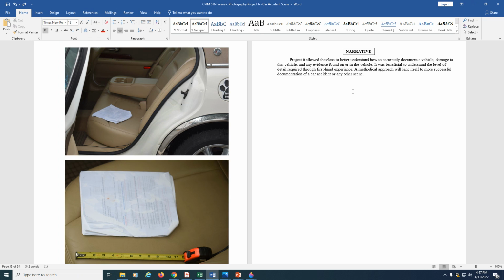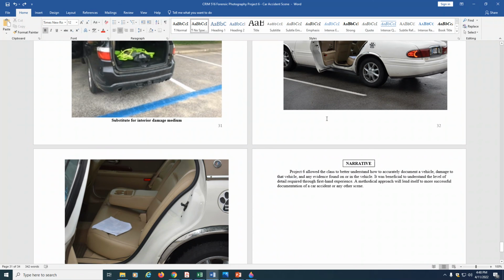So 2, maybe 3 sentences explaining how it's done and the benefits of it. The easiest way of making sure you get the narrative and get the points for the narrative is simply picking out 3 benefits to photographing vehicles like this. What do you gain from it? Why would we do it this way? So that's all I really have for you in regards to the photography project.